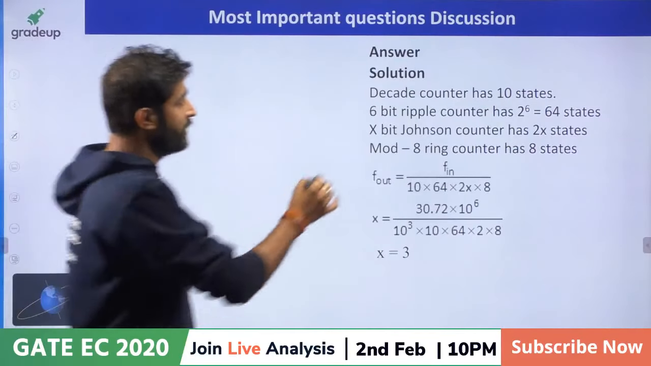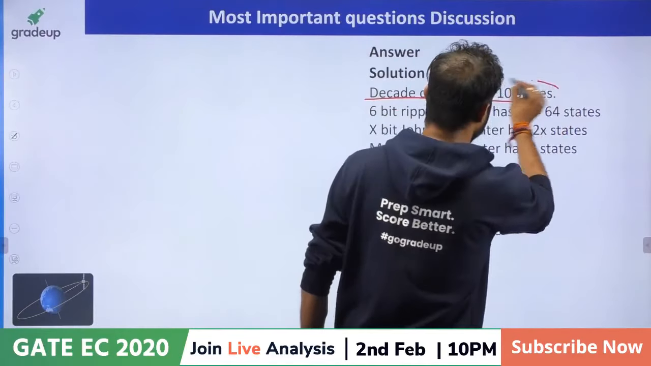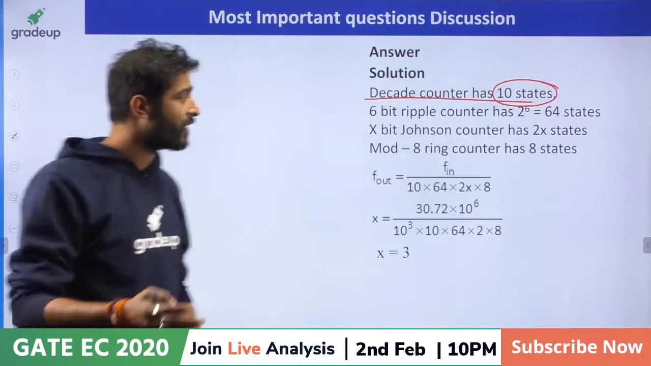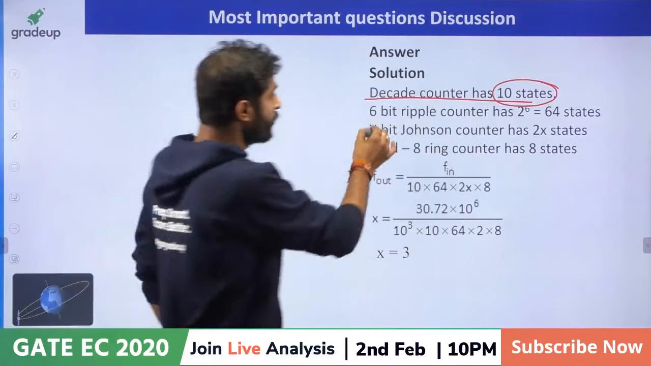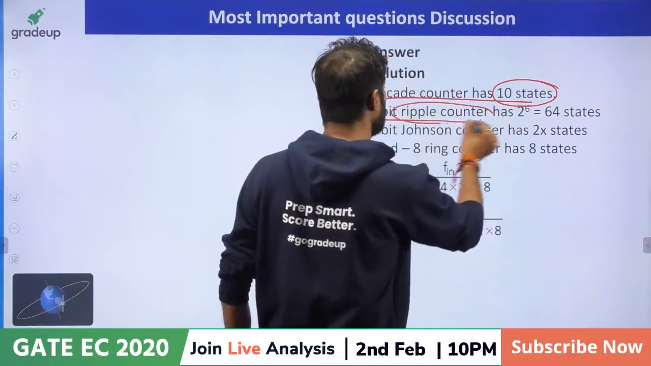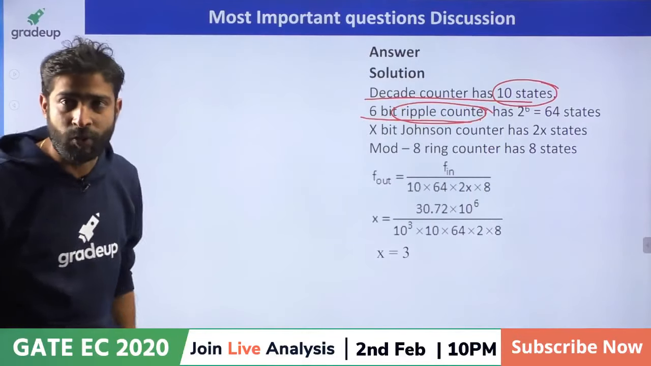So my dear, first, decade counter means what? It has 10 states, right? So mode is directly we can say 10. Now the 6-bit ripple counter. Ripple counter is nothing, it is just an asynchronous counter, right?